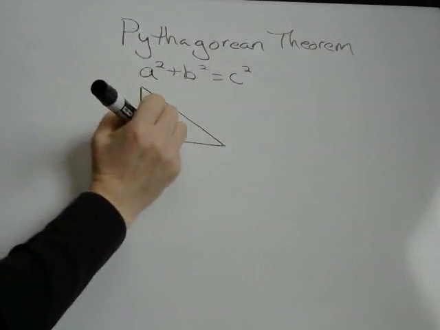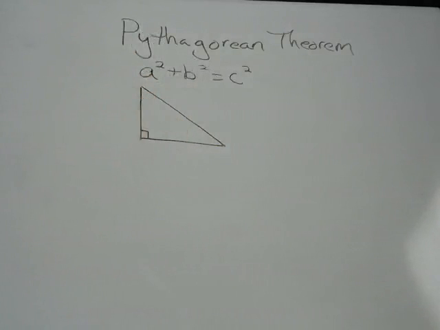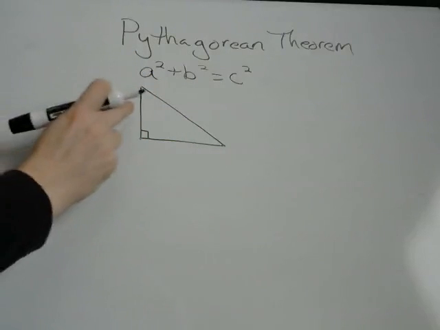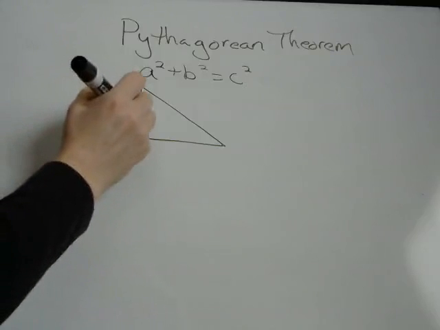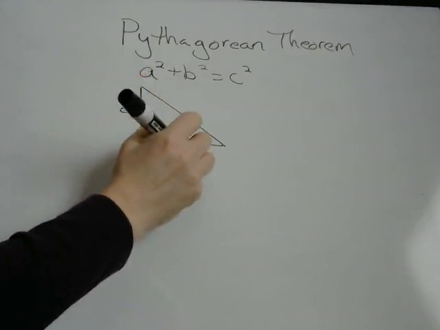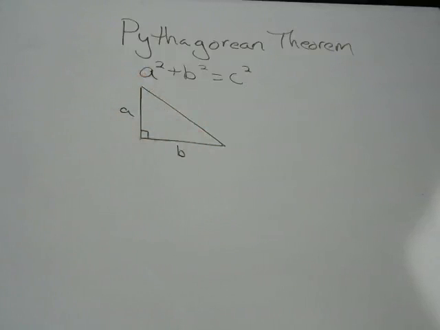Right triangles are those that have a 90-degree angle. It's usually designated by a little box. So that's a 90-degree angle. When you have a right triangle, you have two sides that are adjacent to this right angle. These are called the legs. We're going to call these A and B. It doesn't matter which one you call A and which one you call B. It doesn't matter at all.